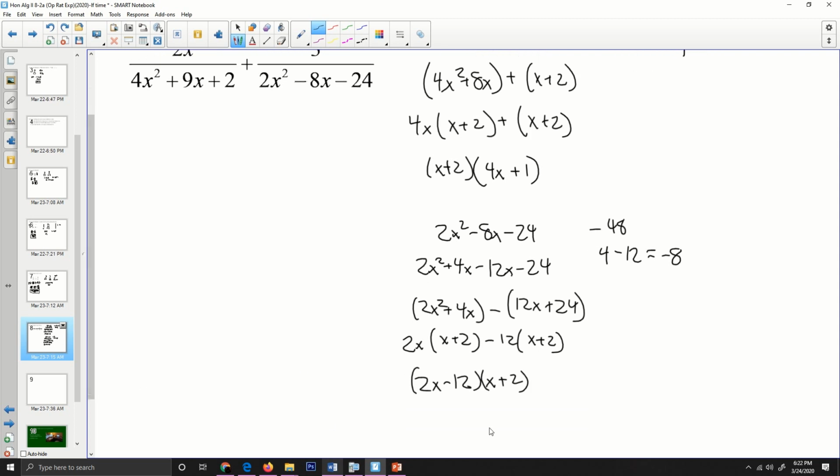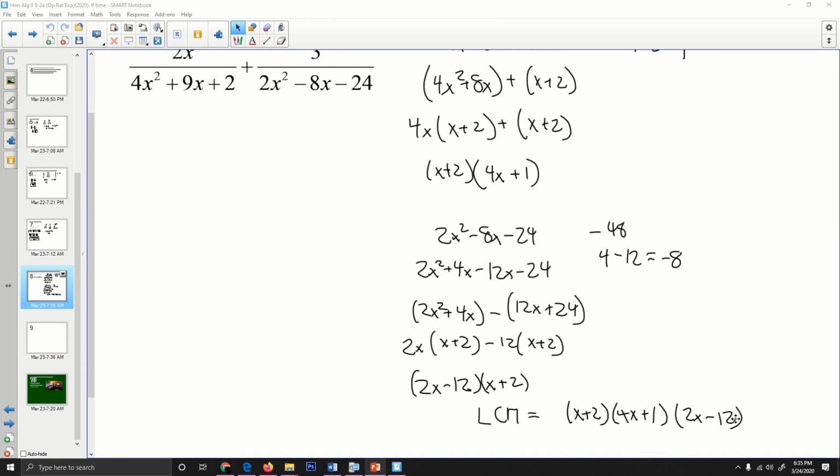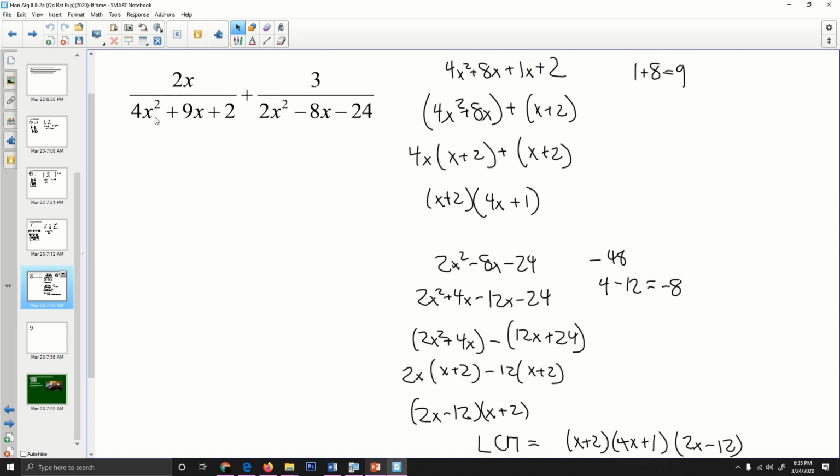So my least common multiple here, LCM, is going to be x plus 2 times 4x plus 1 times 2x minus 12. Okay, so I'm not going to multiply all these out. That's going to make things difficult. So I'm just going to leave my least common multiple as the product of these three factors. But I come back up here and I remember that in this particular instance, I have 2x over this factorization, x plus 2 times 4x plus 1, and I need to multiply that by the 2x minus 12 over 2x minus 12.